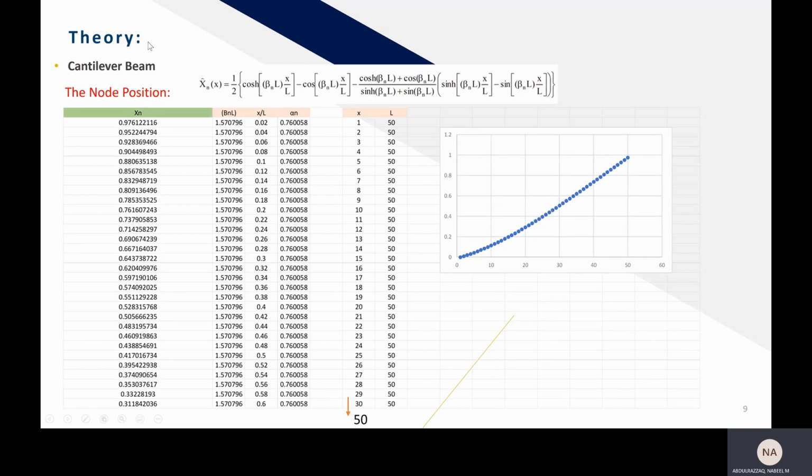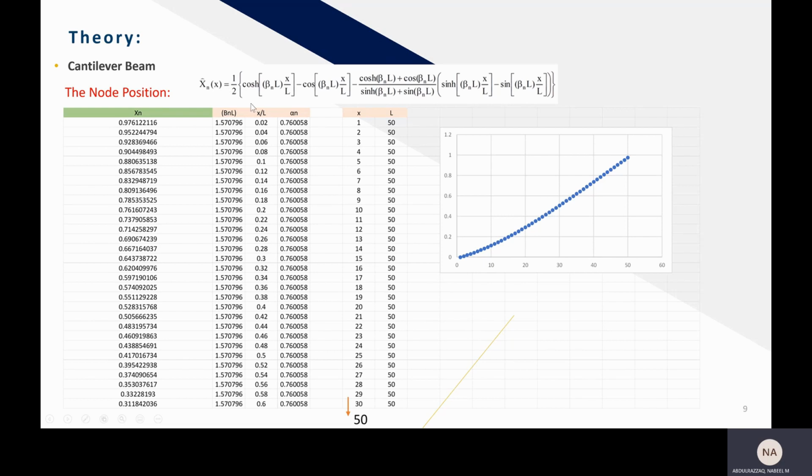Similarly, for the cantilever, we will use this equation this time, where the whole equation is multiplied by half, and also the infinite root here is different for the cantilever, and the length here is different, where we have 50. In the free beam, we have the whole length, which is 100 centimeters. And also for X, we will only use 50 centimeter steps.